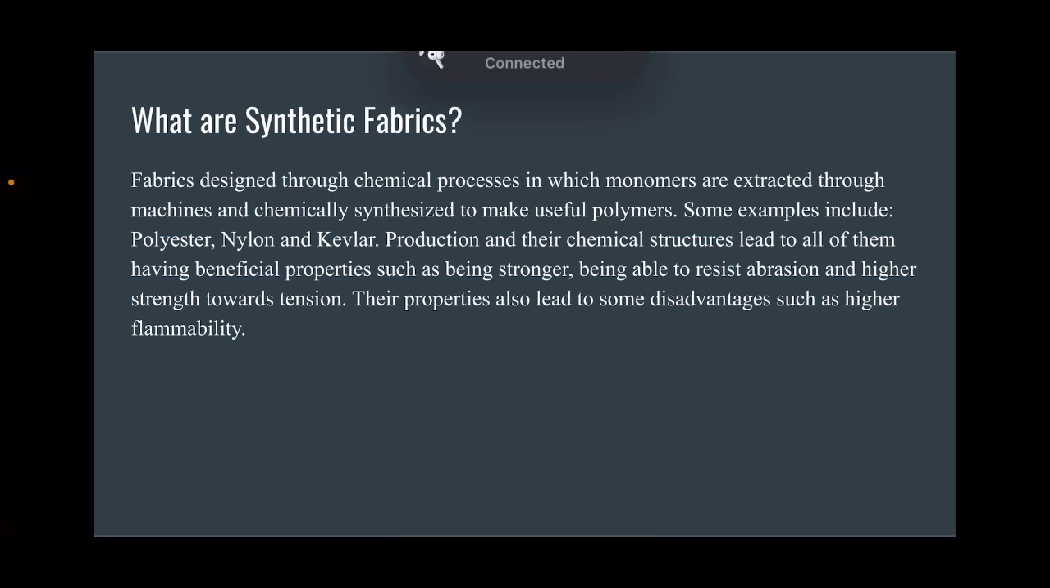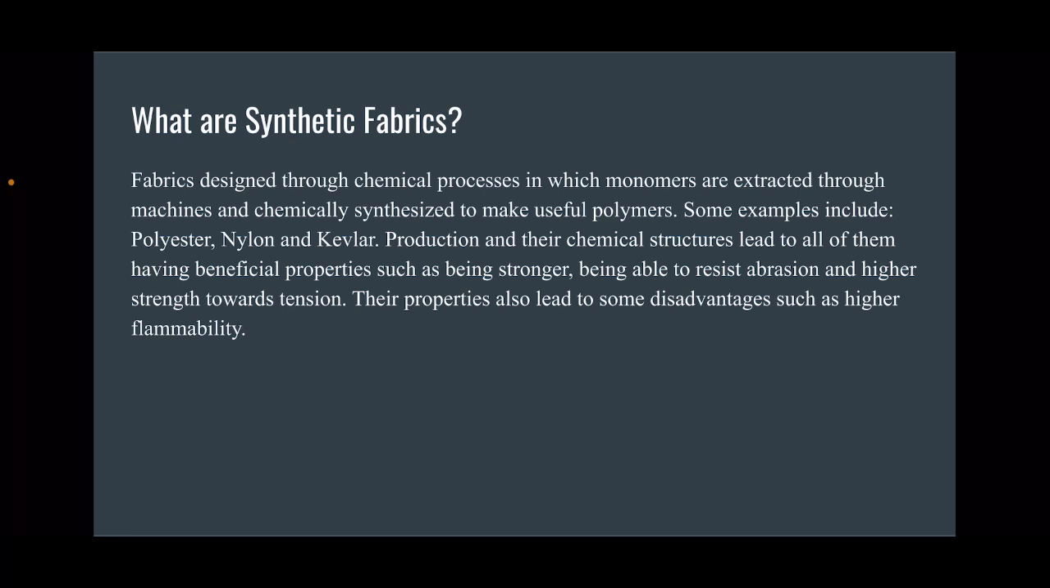To look into is fabric. And the answer I got to was that synthetic fabrics are basically fabrics designed through chemical processes in which monomers are extracted through machines and chemically synthesized to make useful polymers. The examples I looked into for my project were polyester, nylon, and Kevlar.